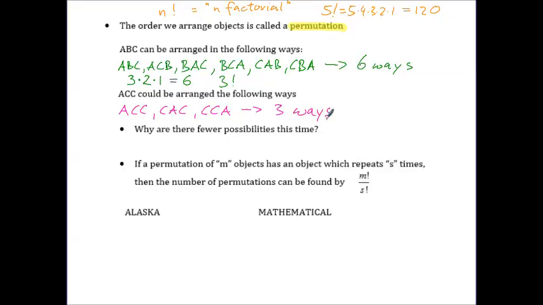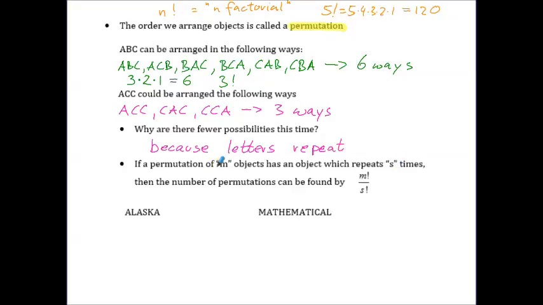Well, that's odd. We had 3 letters just like in the example above with A, B, C. Why are there fewer possibilities this time to combine these 3 letters? I'm sure you have figured out the answer, which is because some of the letters repeat. Right? If some of the letters repeat, that means that it doesn't matter which of them we put in a specific place because they are the same. And that leads us to our next discovery.